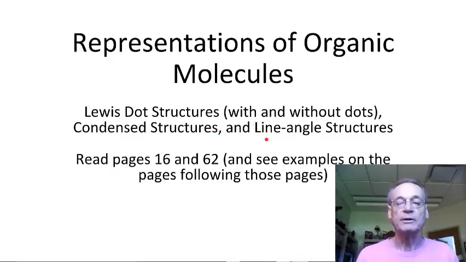But mostly we want to talk about these line angle structures. These are structures that organic chemists use all the time. They're very simple to draw once you get the hang of it, but not so simple to interpret because they don't show any specific hydrogens or carbons. They're just represented by lines, and so we'll need to spend a little bit of time talking about those. I strongly suggest that you stop the video at this point and read pages 16 and 62 and study the examples on the pages that follow.